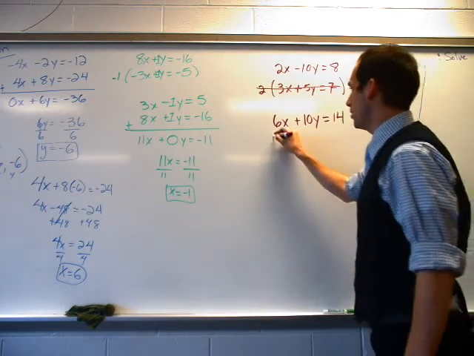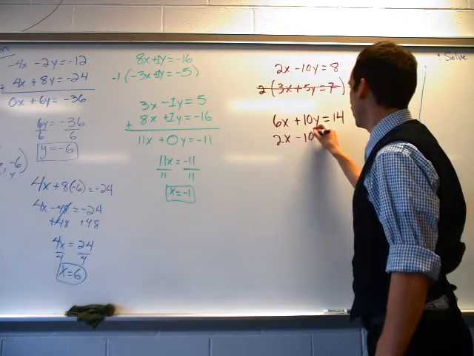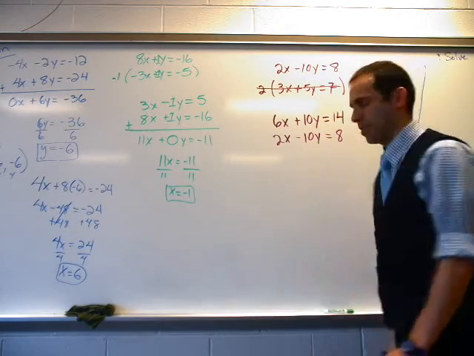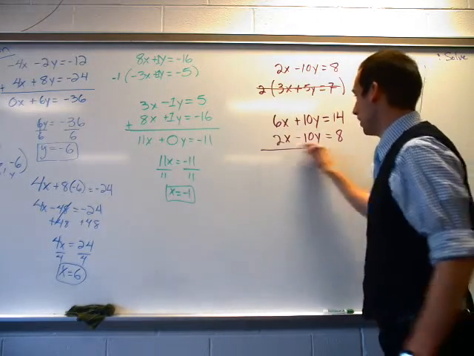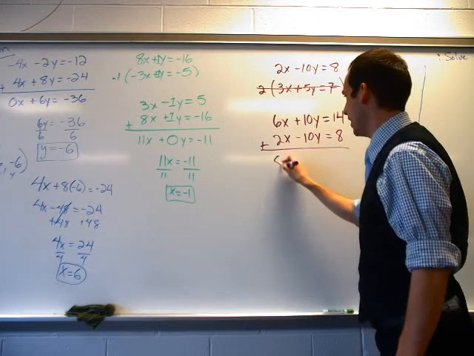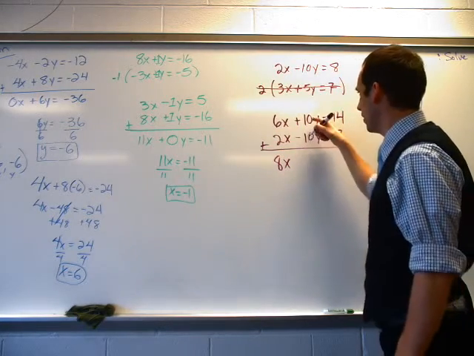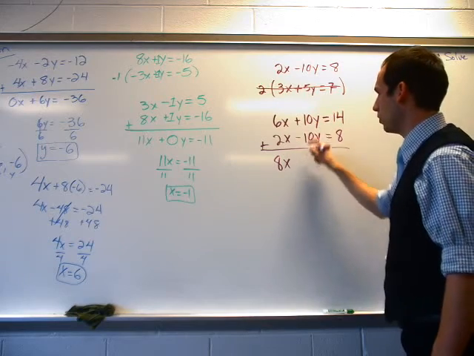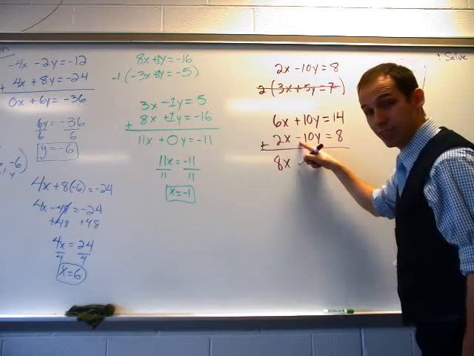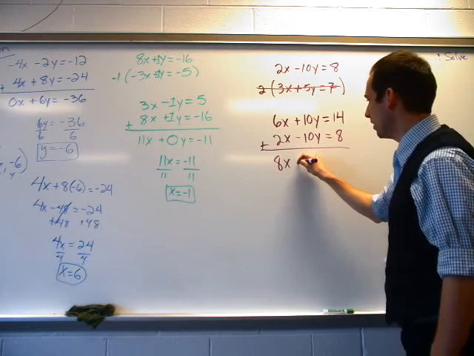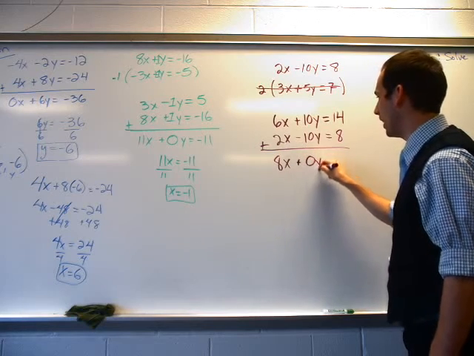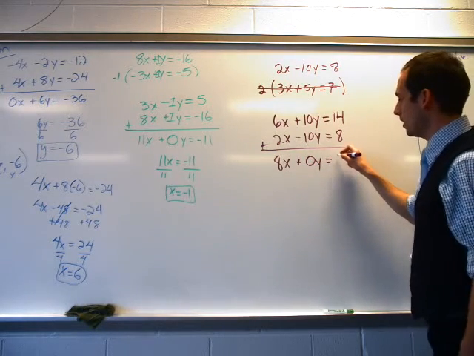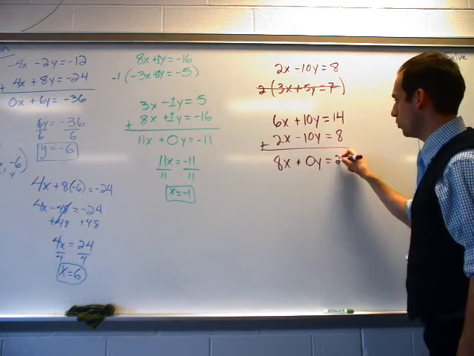Rewrite the second equation, 2x minus 10y equals 8. Add them to combine them. That's 8x. 6 plus 2 is 8. 10 minus 10, or positive 10, negative 10. That gets me 0y. And then 14 plus 8 is 22.